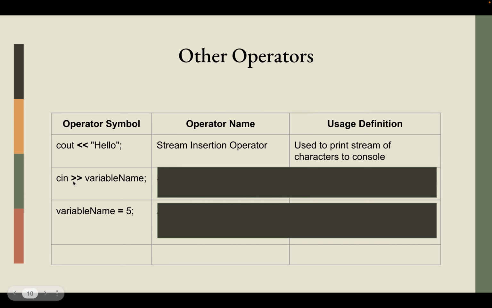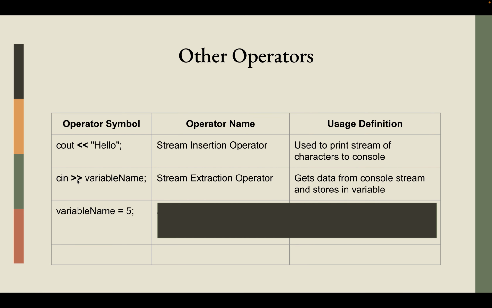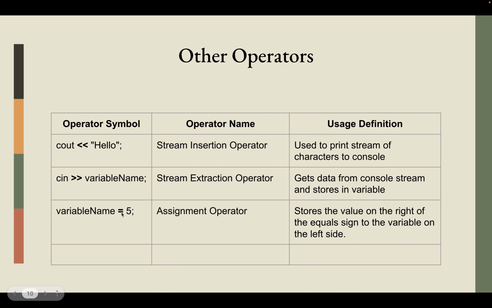The second one is these 2 greater than symbols that we've been using with cin, and that's called the stream extraction operator. Essentially that extracts data from the console and puts it into a variable. The final one we've used a lot, and this is when we want to assign a value to a variable. The equal sign is aptly called the assignment operator because it assigns the value on the right side of the equal sign to the variable that's on the left side.